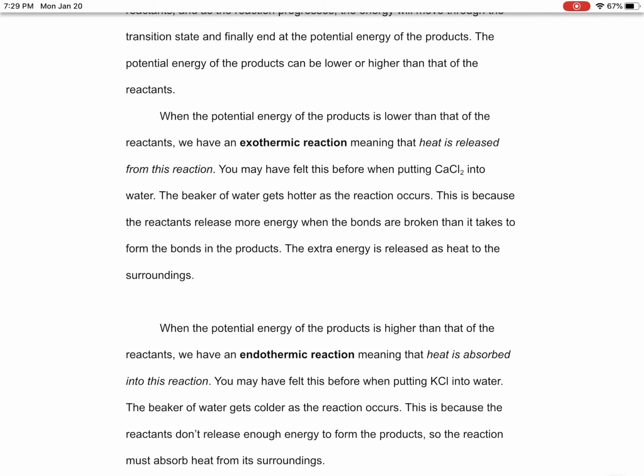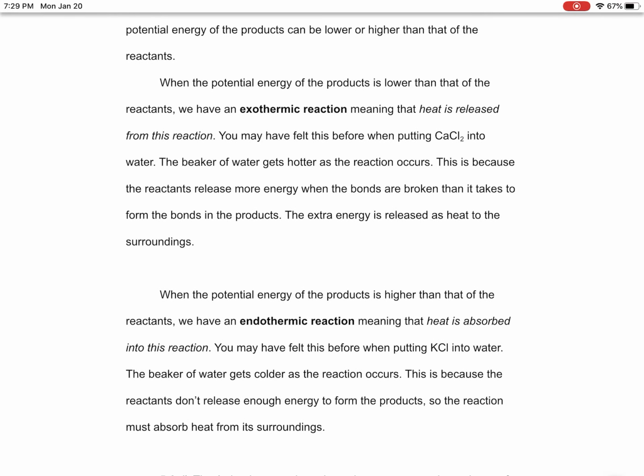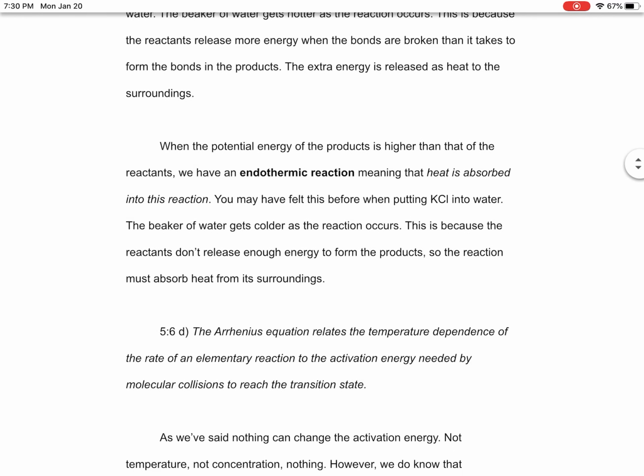So if the potential energy of the products is lower than the reactants, we have what we call an exothermic reaction, meaning that heat is released. You guys have felt this before when we put calcium chloride into the water in Honors Chem. The water gets hotter as the reaction occurs. That's because when the bonds in the reactants break, a ton of energy is released. To form the bonds of the products, we only need to take a little bit of that energy. And so some of the energy that's released is used up to form the products, but then all that extra energy is left over, and it has to go somewhere. And so that extra energy is released to the surroundings, and it makes the beaker feel like it's getting hotter, because it is. It's increasing the energy of the water in the beaker.